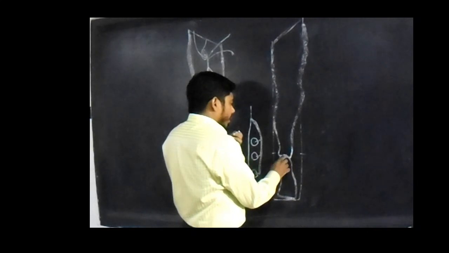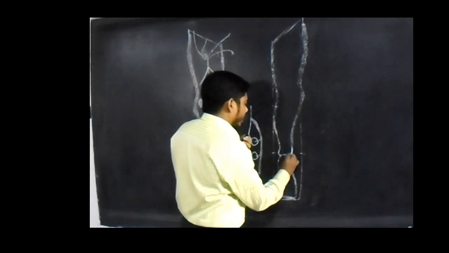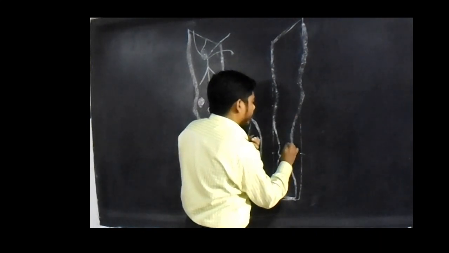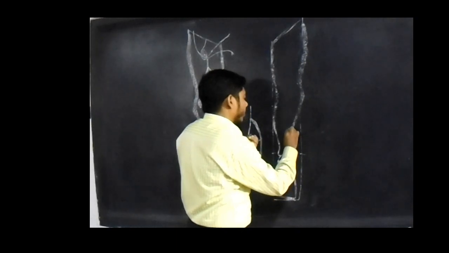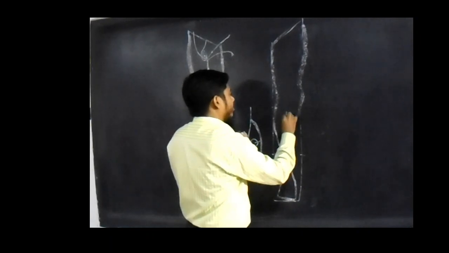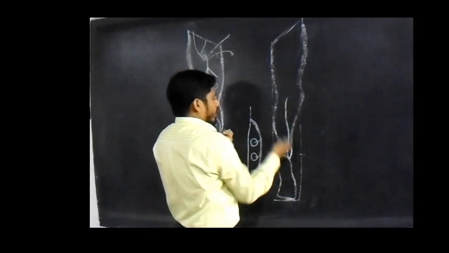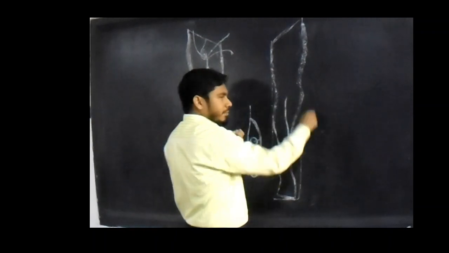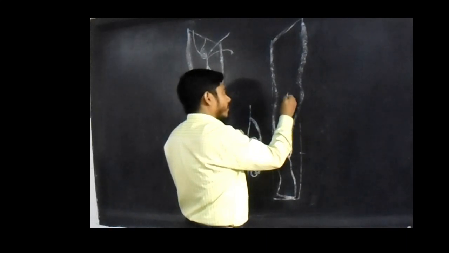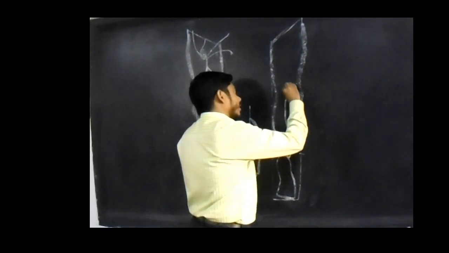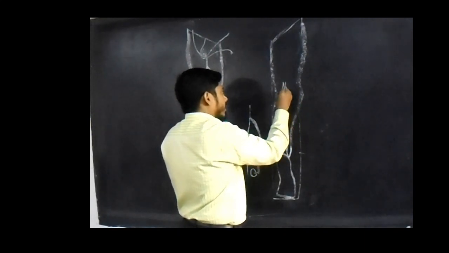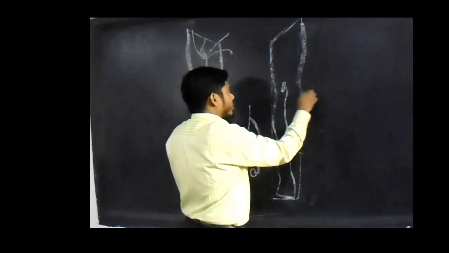Then it will ascend upward behind the lateral malleolus. Okay. Then it runs along the lateral aspect of the tendocalcaneus, that tendon. Then the middle aspect of the calf muscle. Okay. This is the region of the knee joint. Here it will pierce the deep fascia and drain into the popliteal vein just above the level of the knee joint.